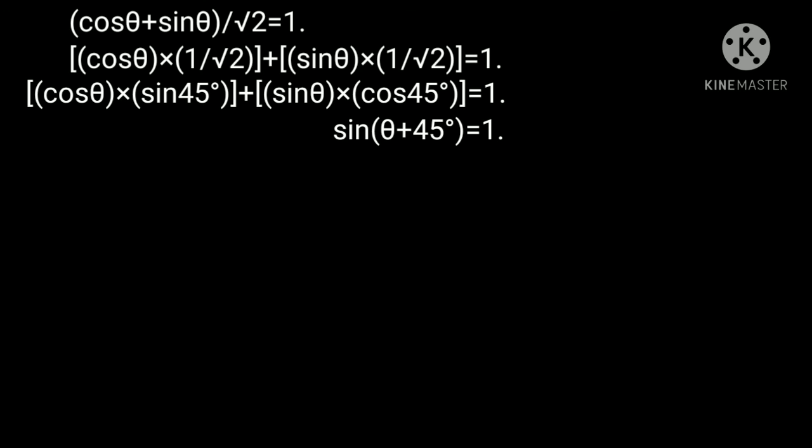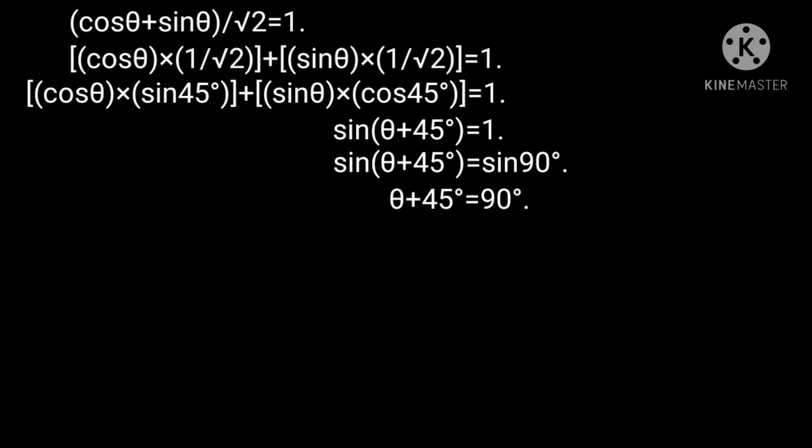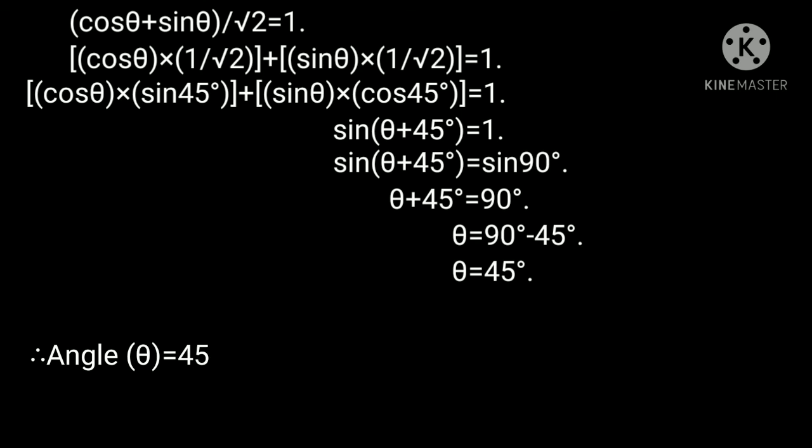One can be written in sin form: sin of (theta plus 45 degrees) equal to sin 90 degrees. From this, theta plus 45 degrees equal to 90 degrees. Theta equal to 90 minus 45, equal to 45 degrees. The required theta value is 45 degrees. Therefore, angle theta equal to 45 degrees. This is our given problem solution.